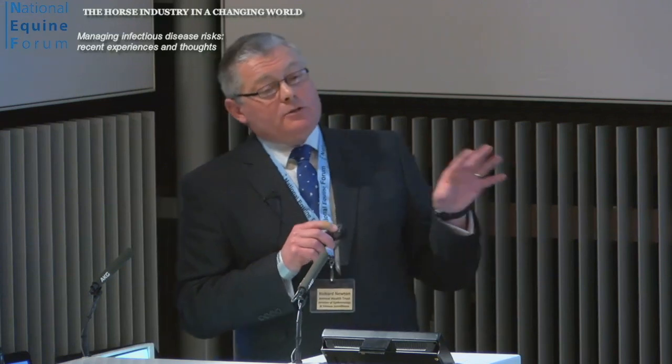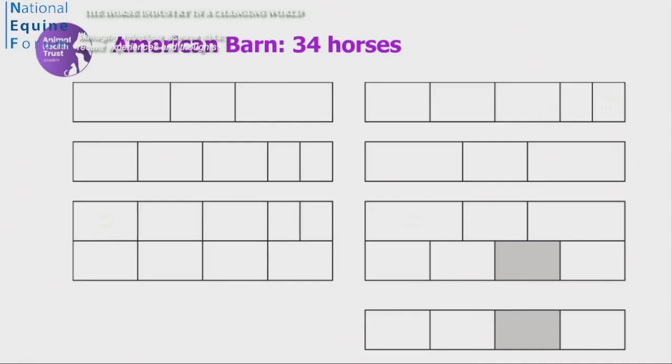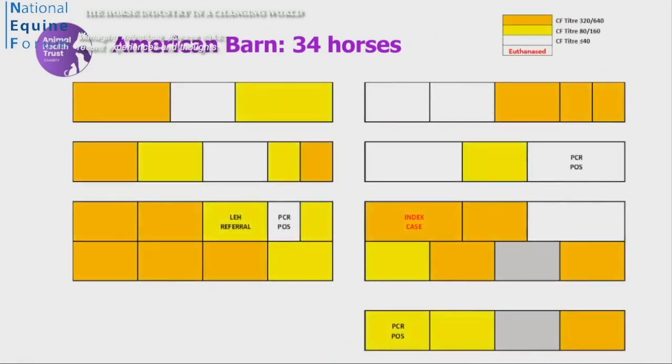This schematic here just outlines the plan of the American barn. Each white box is where a horse is residing. If we overlay the serological, the antibody tests as we had them, you can see that we've got, again, that activity, but still some white blocks.